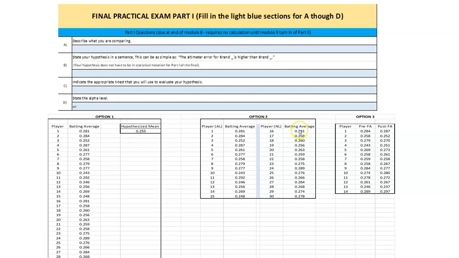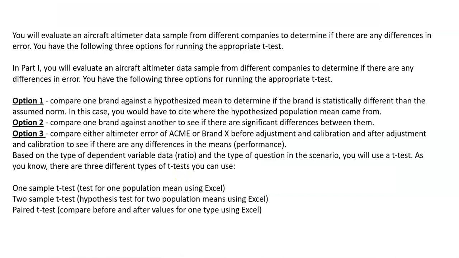But this option 1, option 2, option 3, these data sets correlate with option 1, option 2, option 3. Let me just go back here and remind you of what you can choose for your project setup, where you compare one brand against a hypothesized mean. You can compare one brand against another, and then you can compare within a single brand, pre-adjustment to post-adjustment, to see if there's any statistical difference in the readings at that point.